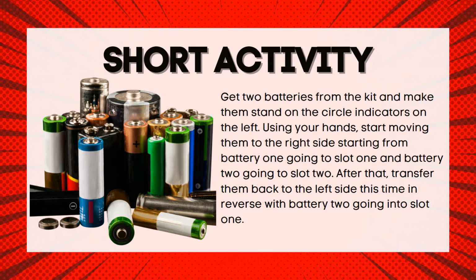I already gave you a sample in our module. You can see the sample on how you are going to perform the short activity. You just need to move one battery from one slot to another going to the right. After that, transfer them back to the left side, this time in reverse, with battery 2 going into slot 1. The first one is battery 1 going to slot 2, the next is battery 2 going to slot 1. So, vice versa.